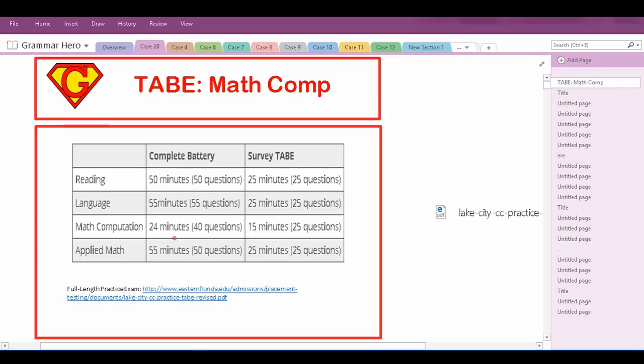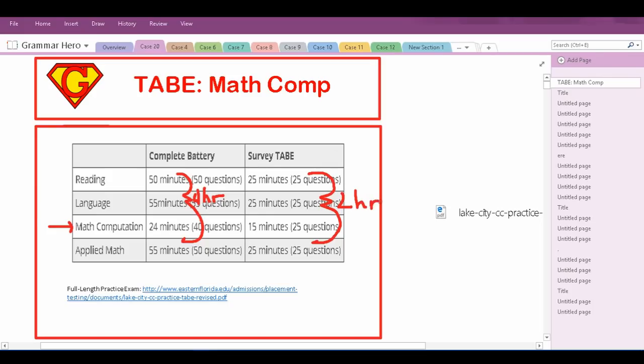As far as the sections themselves go, you're allowed to use a calculator for applied math. And apart from that, you have to rely on your arithmetic skills to do the math computation section of this exam, which is what I'll be talking about today. Similarly, there are 2 versions of the test that you can take. You can either take a complete battery, which as you can see has about twice the number of questions as the survey and takes about twice as long to complete as well. All told, I think the battery takes about 4 hours to complete, whereas the survey takes about 2 hours to complete.